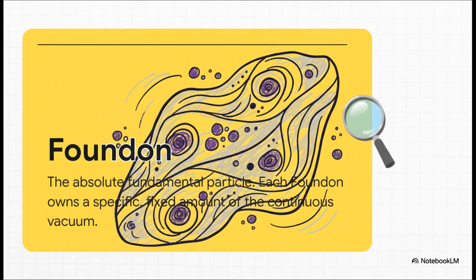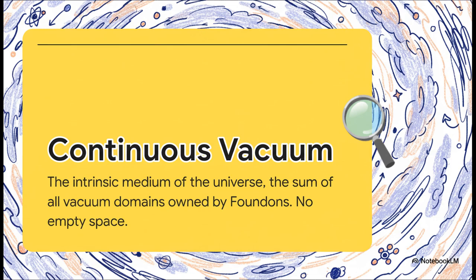So if space is this tangible thing, what's matter made of? UPT calls the fundamental building block a foundon. So I want you to imagine the vacuum is like a giant solid block of foam. A foundon isn't some separate little speck that's in the foam. It's a specific individual piece of the foam itself. And because every single piece of this foam is a foundon, the entire universe becomes this seamless, continuous medium with absolutely zero empty gaps. Every particle, every star, you, me, every galaxy, it's all just a collection of these foundon domains, all touching each other.